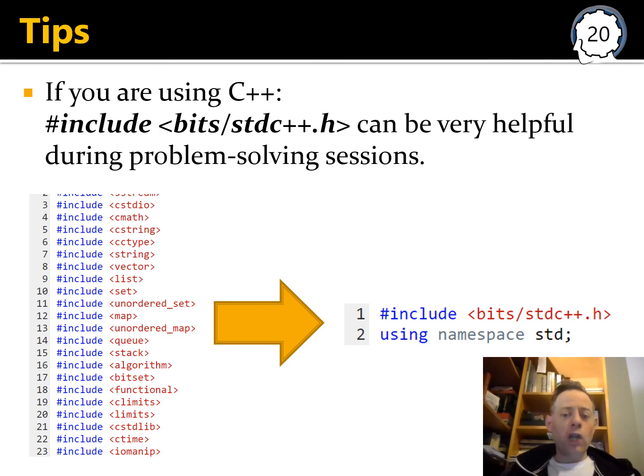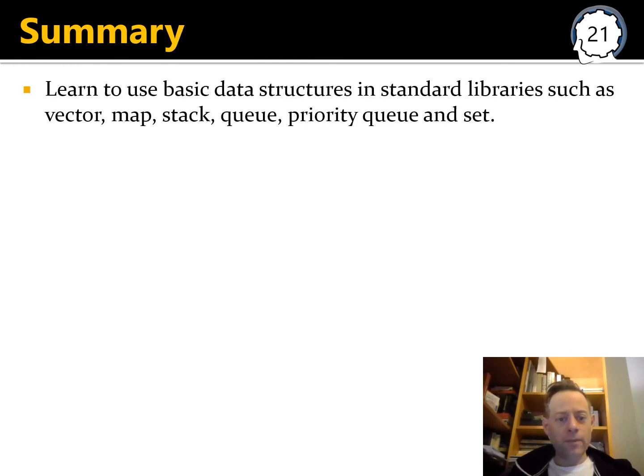So here is just a long list of different includes. If you're using C++, it's good to basically include all the different basic libraries, including this bit vector, which is useful.